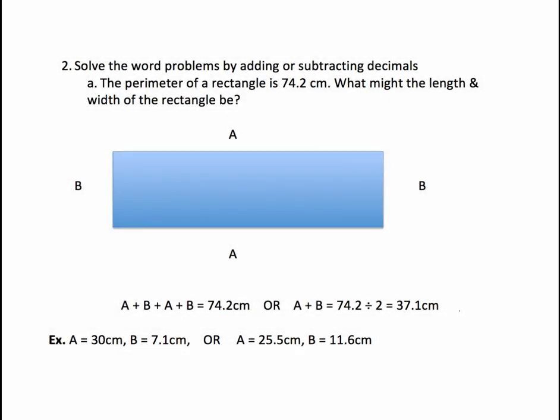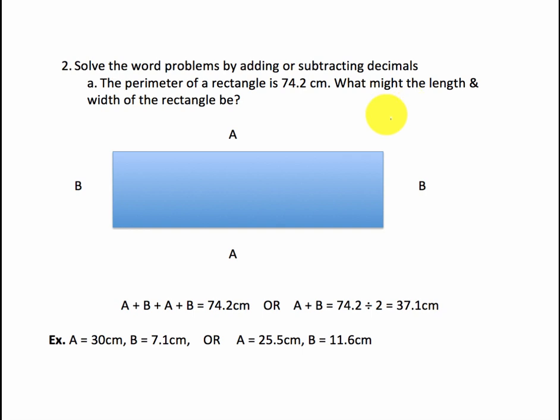So number 2 is a word problem. It says solve the word problems by adding or subtracting the decimals. The perimeter of a rectangle is 74.2 centimeters. What might the length and width be of the rectangle? So there's really going to be a whole bunch of possible answers for this.